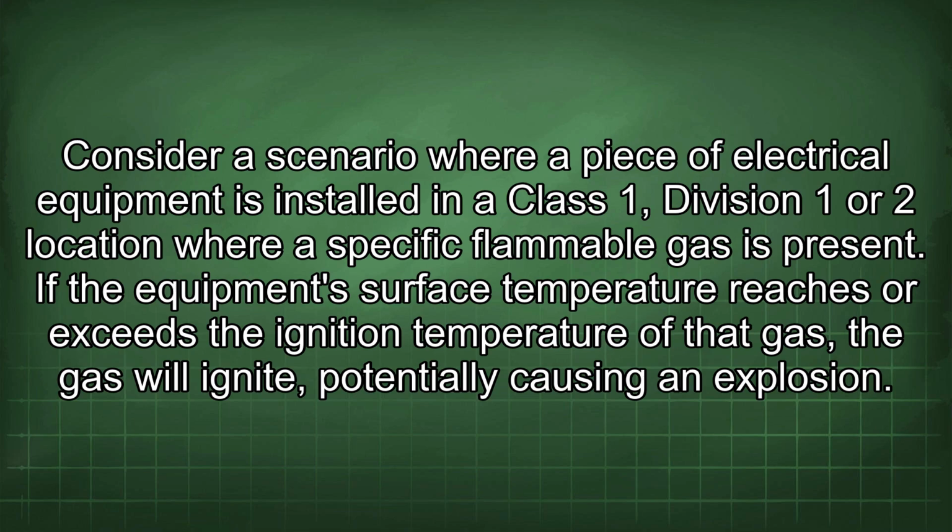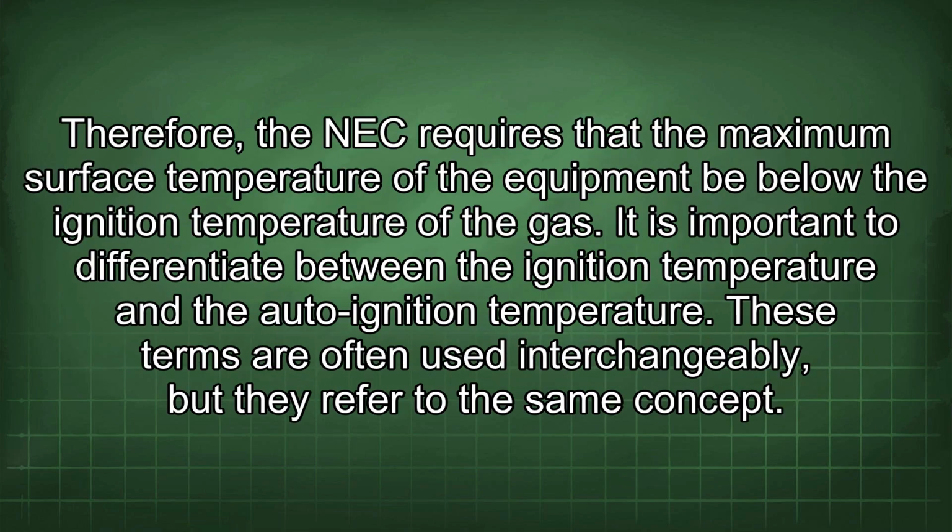Consider a scenario where a piece of electrical equipment is installed in a Class 1, Division 1 or 2 location where a specific flammable gas is present. If the equipment's surface temperature reaches or exceeds the ignition temperature of that gas, the gas will ignite, potentially causing an explosion. Therefore, the NEC requires that the maximum surface temperature of the equipment be below the ignition temperature of the gas. It is important to differentiate between the ignition temperature and the auto-ignition temperature. These terms are often used interchangeably, but they refer to the same concept.